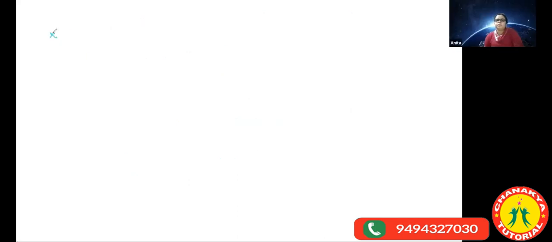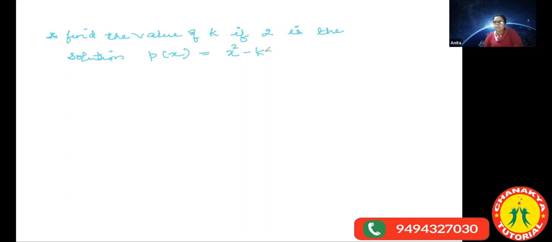Now, the next thing is, sometimes this type of question comes in this form. Find the value of k if 2 is the solution of the polynomial x square minus kx plus 4. Sometimes this type of question can be asked in the board exam. Okay, find the value of k if 2 is the solution of this p(x). So how will you solve this question? How will you calculate the value of k?